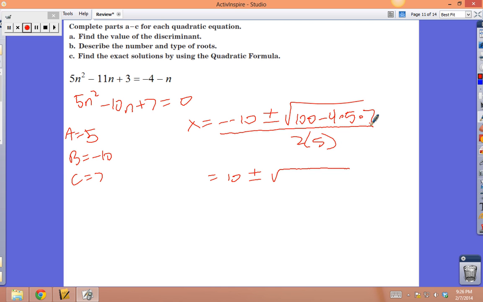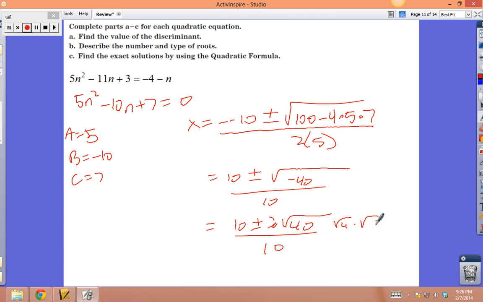Is that 140? So is that negative 40? 100 minus 4 times 5 times 7. That is 100 minus 140, so that's a negative 40. All over 10. So take the imaginary out. 10 plus or minus imaginary square root of 40. Square root of 40 is the same thing as the square root of 4 times square root of 10. No, that's a perfect square, so I'm going to swap it out. 10 plus or minus 2 imaginaries times the square root of 10 all over 10.